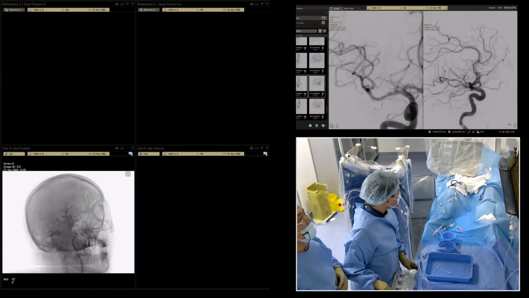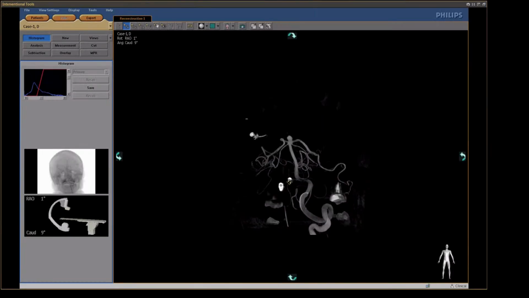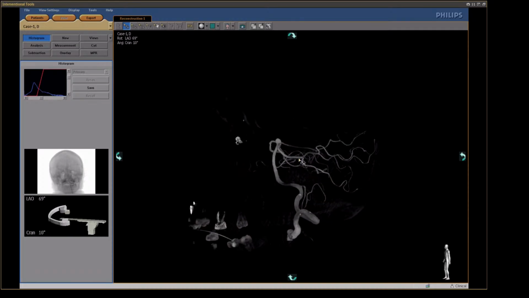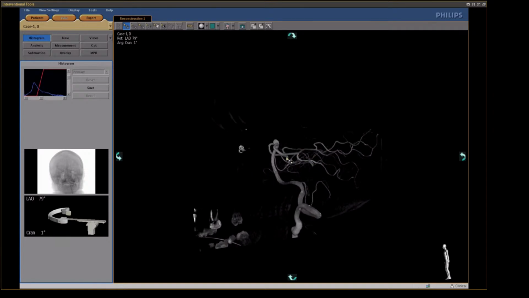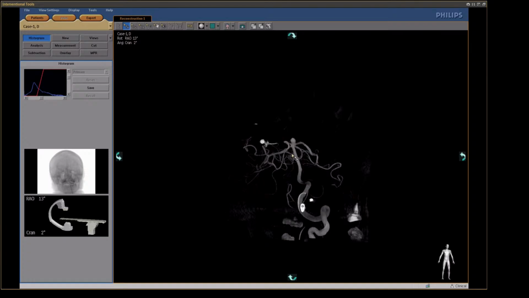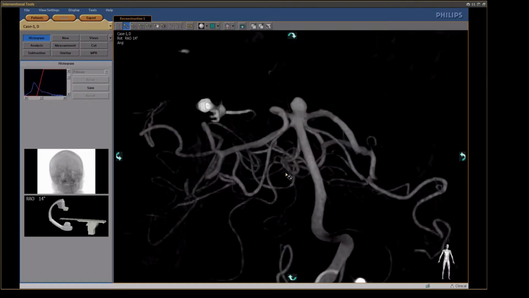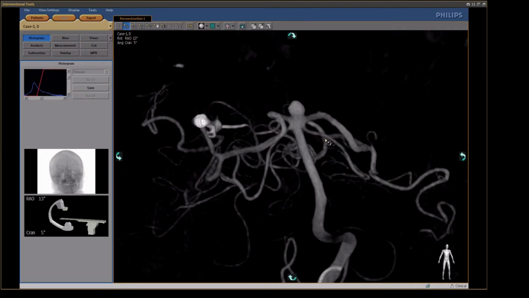Okay, let's check the 3D. It was less than 5 millimeter. It's something like this, huh? It's a classical. I hope it's a classical, huh? As the most involved left PCA territory.